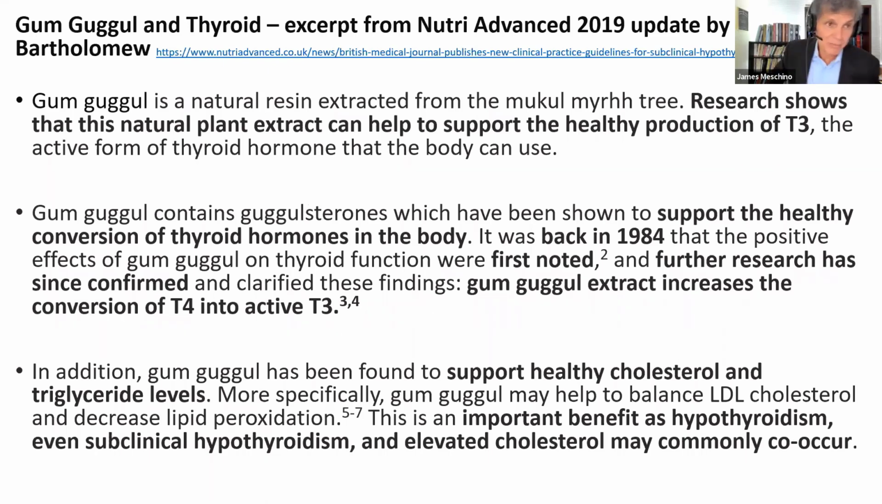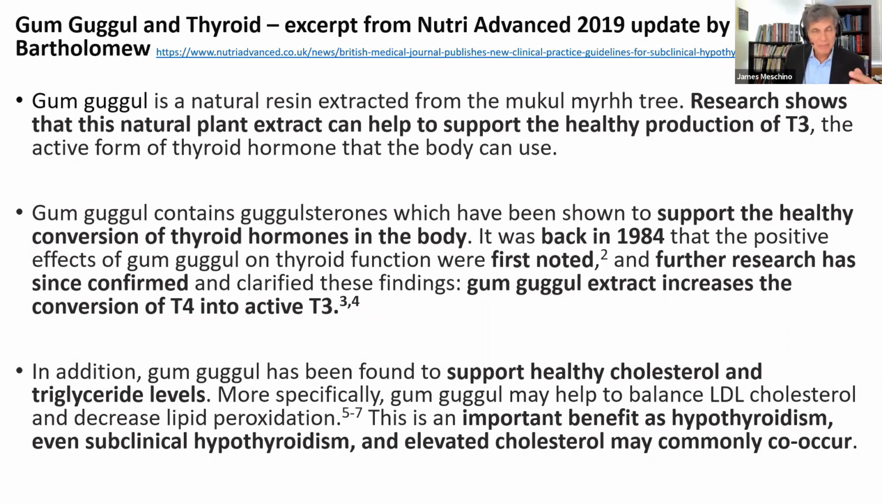So let's look at some of the research on this, gum-gugal and thyroid, the update in 2019. The researchers have shown that gum-gugal helps the body get more access to T3. It supports the healthy conversion of thyroid hormone in the body. Back in 1984, this was first recognized. Further researchers have confirmed and clarified these findings that gum-gugal extract increases the conversion of T4 into T3, which is the most active form of thyroid hormone.